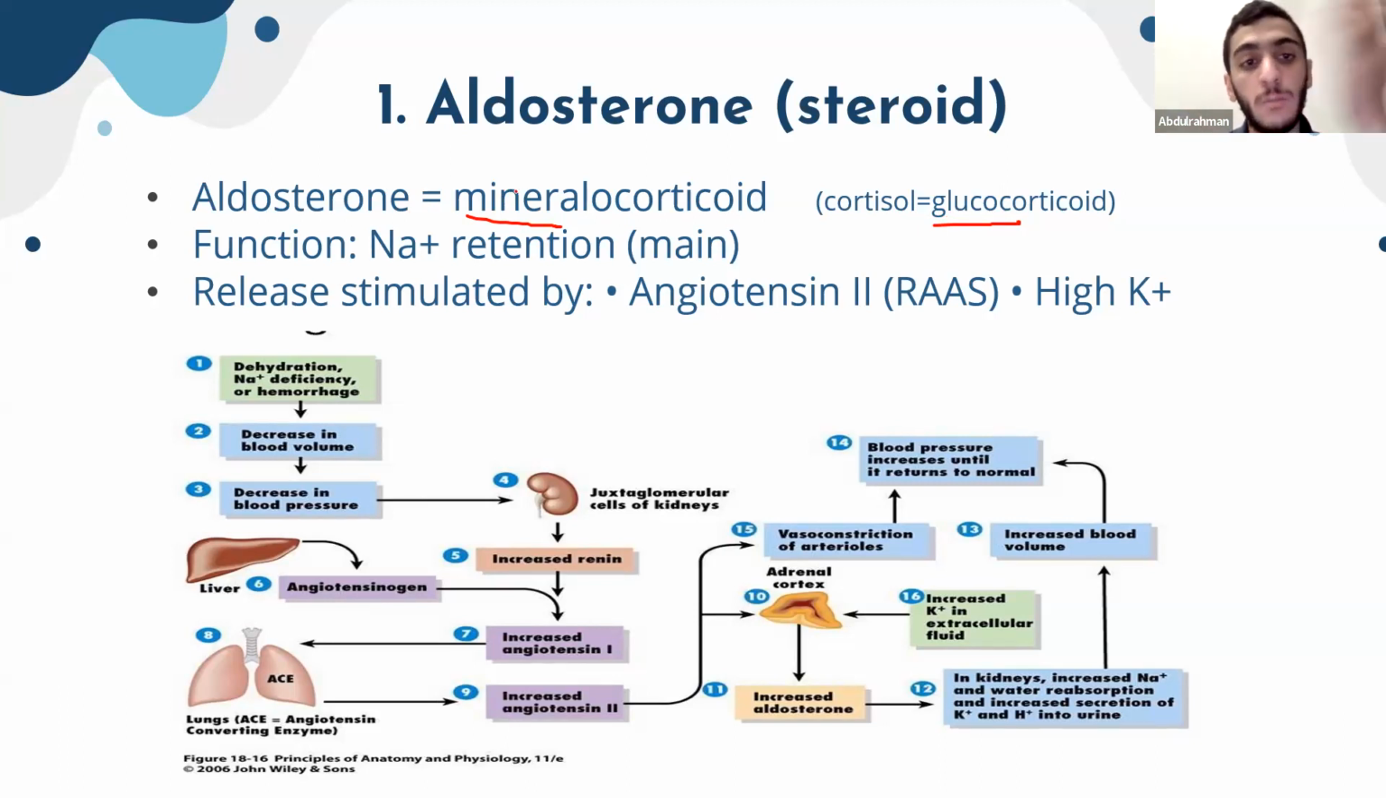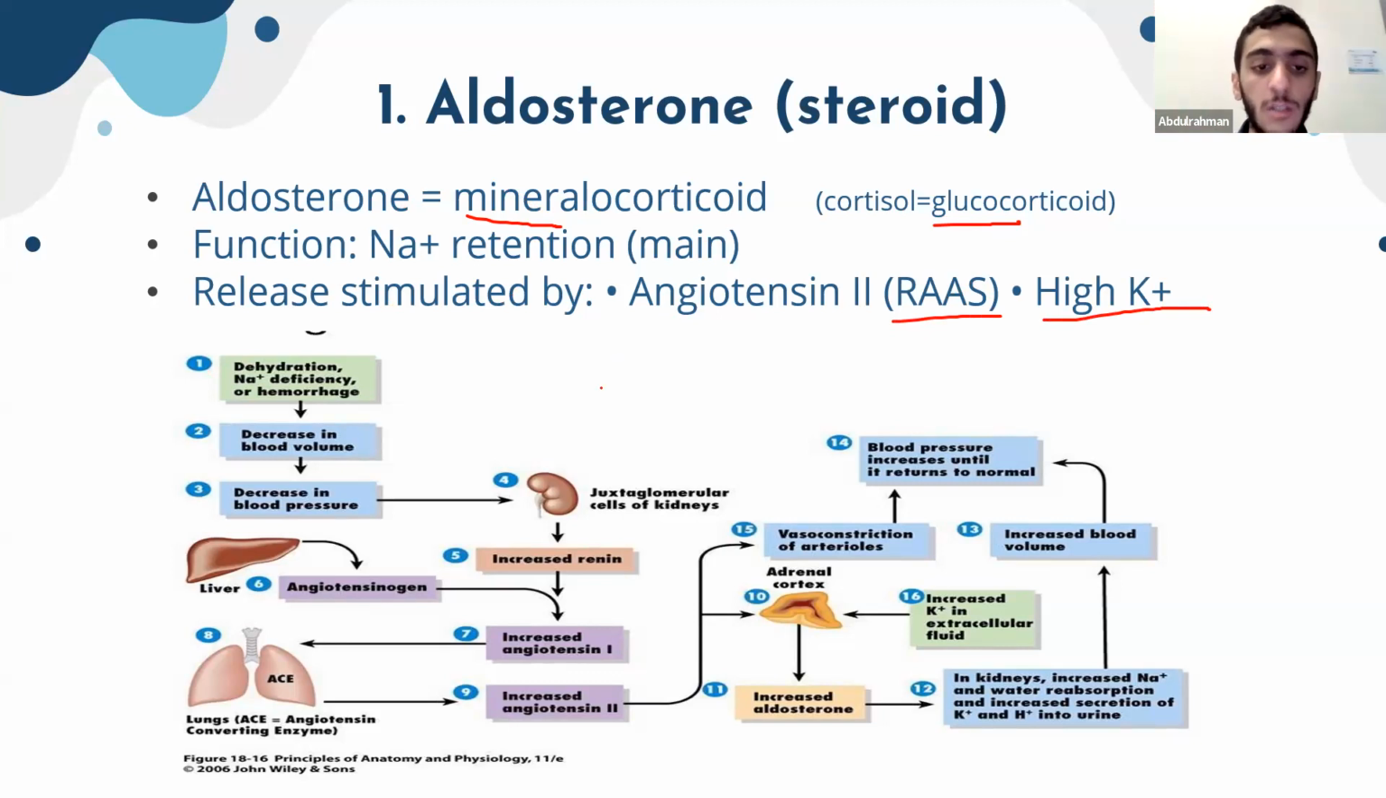While aldosterone is the mineralocorticoid because it's associated with minerals. What are the minerals? Sodium and potassium, as we discussed in the previous lecture, previous slide for the functions of aldosterone. Now, the release of aldosterone is stimulated by high potassium concentration, because what's the function of aldosterone? It gets rid of the potassium, or through the renin-angiotensin-aldosterone system.